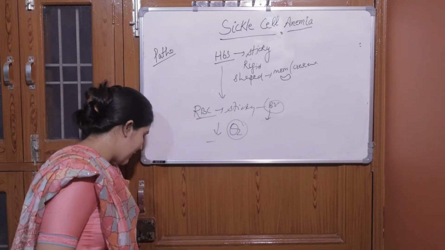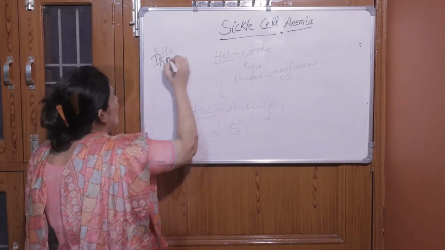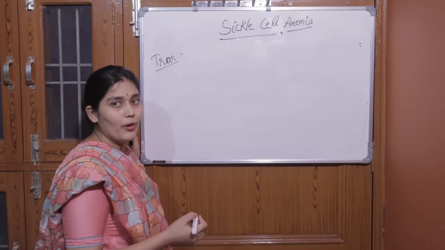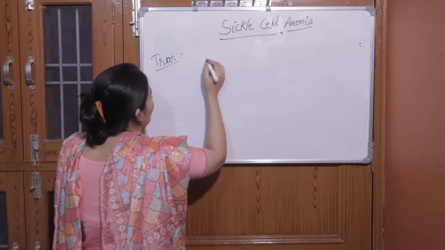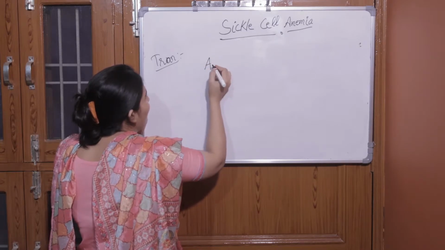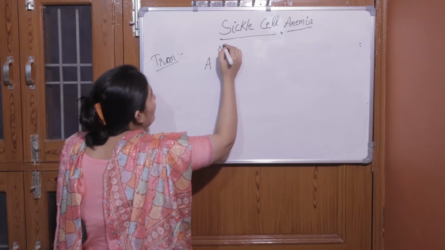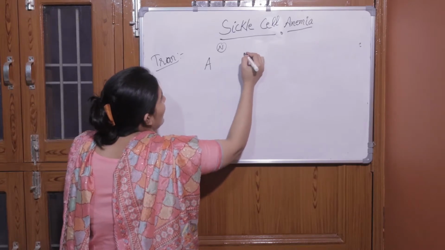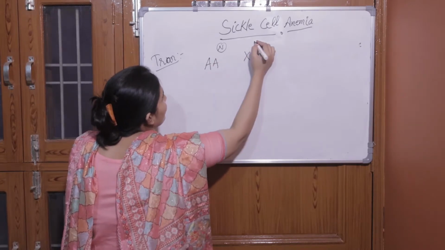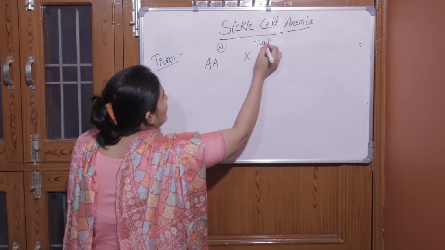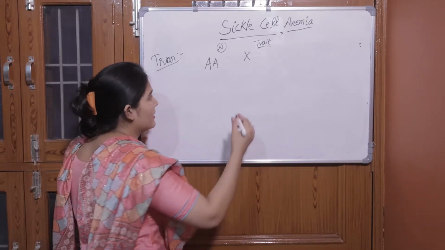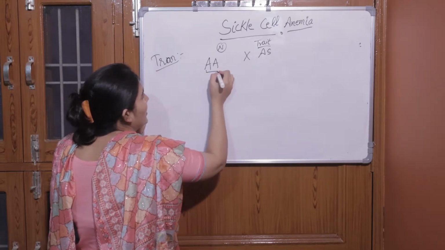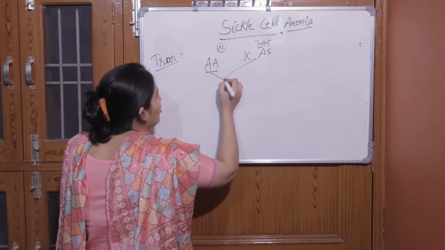Now we will discuss how it is transmitted. The transmission we already discussed: it is an inherited form of anemia. First we will discuss if one individual is normal and the second is having trait. Trait means that the person is carrying sickle cell anemia. So the trait I am denoting as AS and the normal is AA. So what will be the progeny?